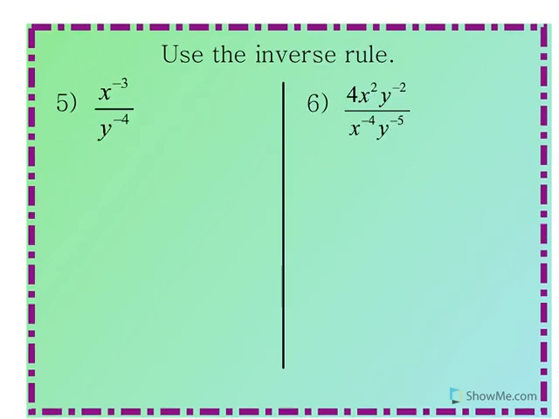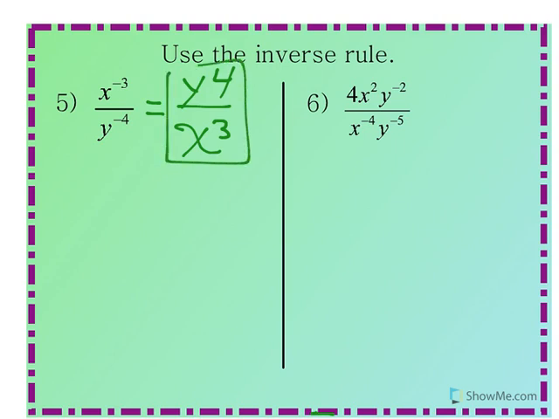So let's take a moment and use our inverse rule, or reciprocal. The x has a negative exponent in the numerator, so we will send it downstairs to become a positive exponent. The y also has a negative exponent in the denominator, so we will send it upstairs to the numerator to become a positive exponent. We're using the inverse or reciprocal rule.